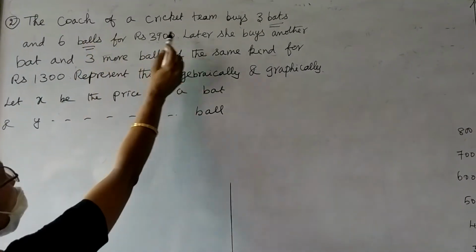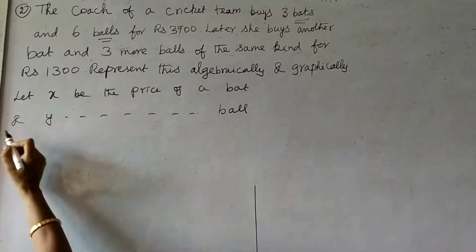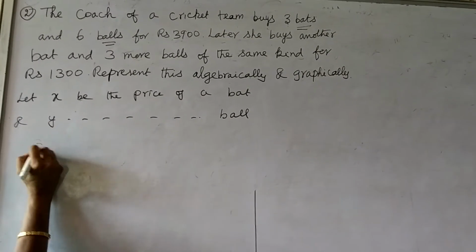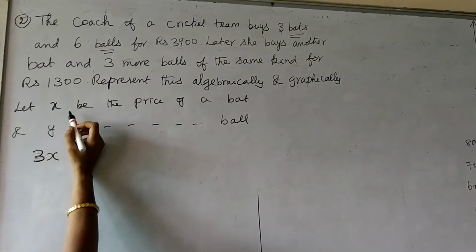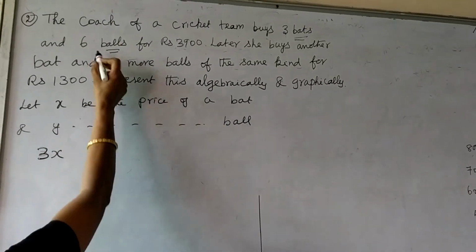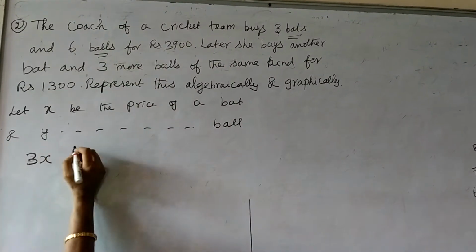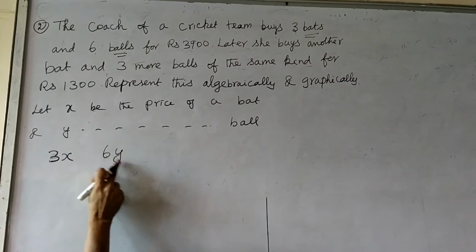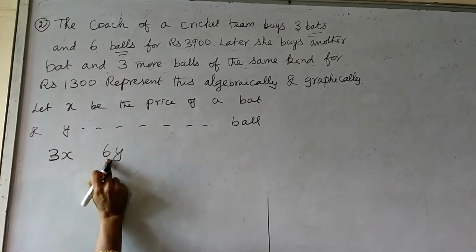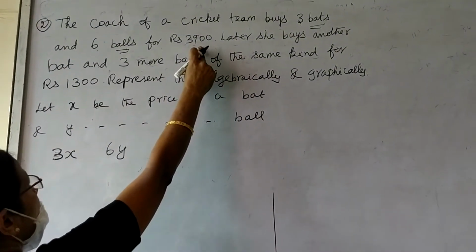Now, the coach buys 3 bats. One bat is X rupees. What is the cost of 3 bats? It is 3X. The price of 3 bats is 3X. 6 balls, one ball is Y rupees. 6 balls are bought. Therefore, the price is 6Y. Together, when 3 bats and 6 balls are purchased, the total amount comes to 3,900.